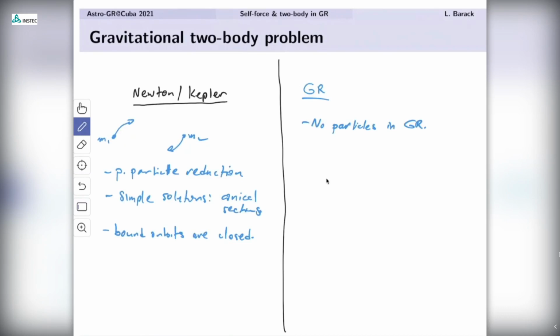And so the simplest compact object in GR is not a point particle, but a black hole. So let's talk about black holes from now on. The simplest object is really a black hole. And famously, it is said about black holes that they are the simplest macroscopic objects in the universe, as Chandrasekhar said in his book.